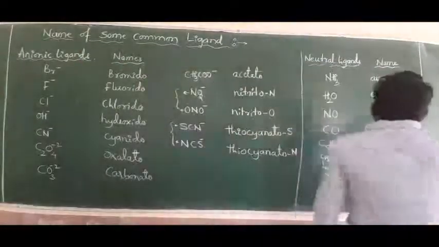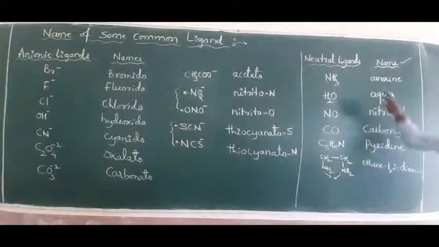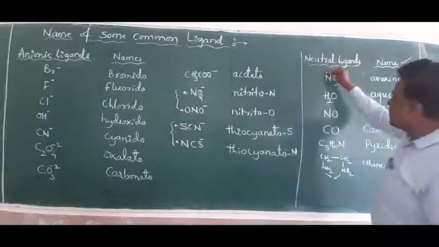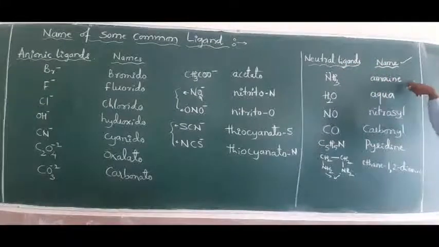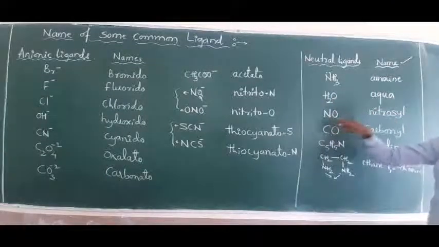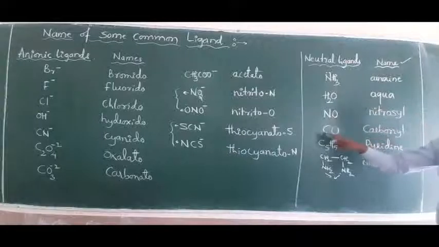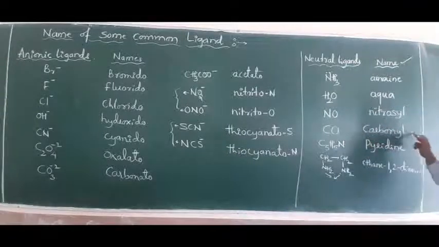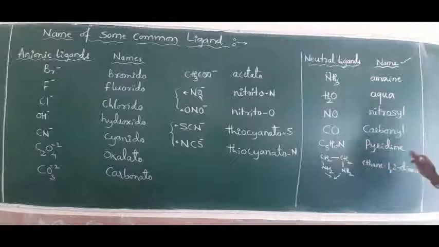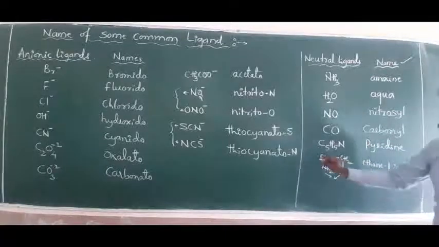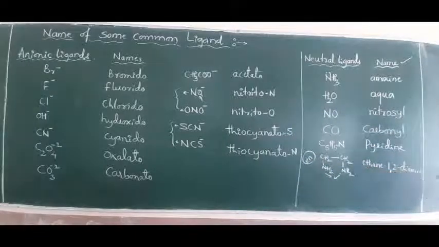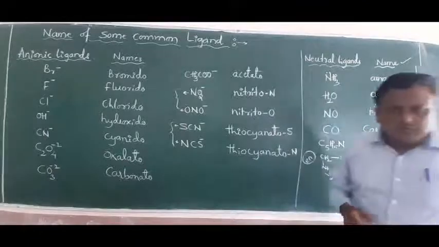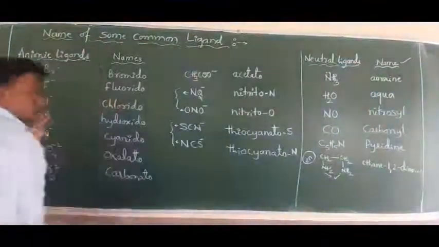Similarly, the major part of our syllabus is neutral ligands. I think you are quite familiar with neutral ligands. Ammonia is a Lewis base. Ammonia NH3 is named ammine. Water H2O is named aqua. NO is named nitrosyl. CO, carbon monoxide, is named carbonyl. Pyridine is as usual pyridine. Ethylene diamine, whose symbolic representation is en, is named ethane-1,2-diamine. These are the major ligands.